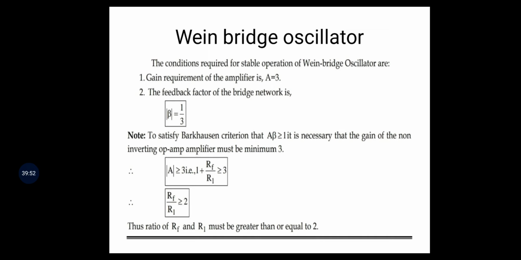So this is today's lecture. In this we discussed the current to voltage converter, active low pass and high pass filters, and also the Wien bridge oscillator. Thank you very much.